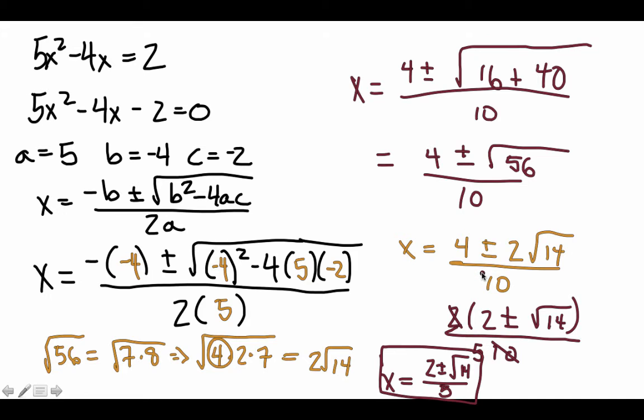What too many kids will do will cancel a 2 here and a 2 here, and that's illegal. You have to cancel a 2 with everything in the numerator. So you've got to factor that 2 out to see what would really be left. And our last example that we will solve is the same as everything else.